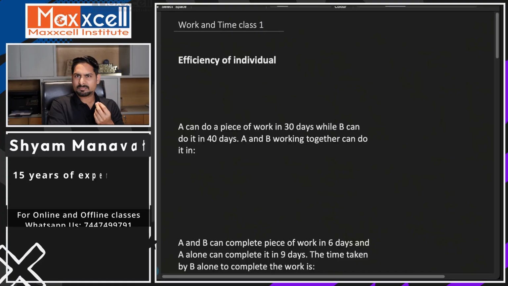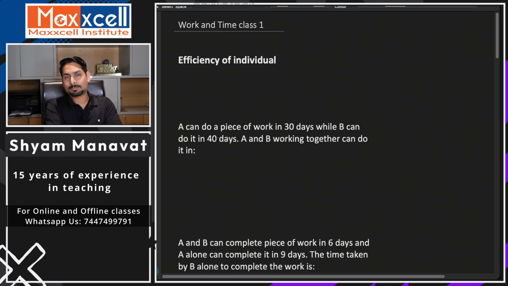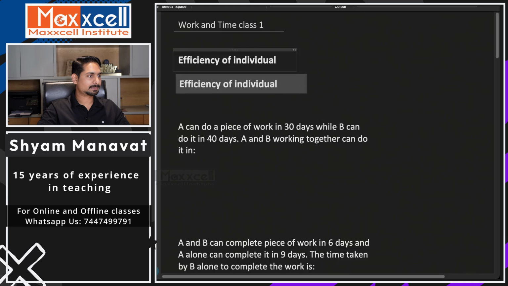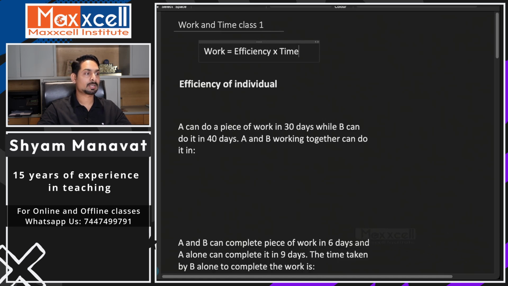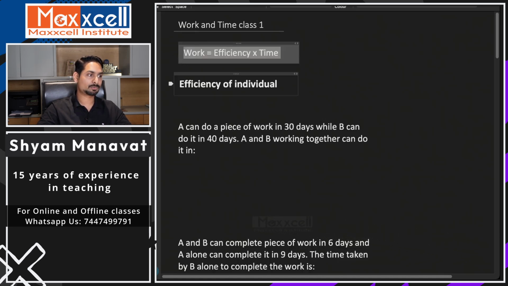So let's get started. We are going to use very few formulas, as you know I'm not a very big fan of formulas anyway. So in work and time, we'll use the formula: work equals efficiency into time. Okay, this is the formula which we are going to use. Work equals efficiency into time.